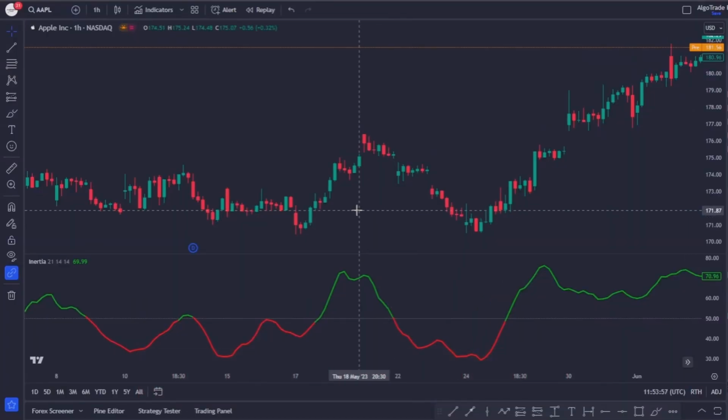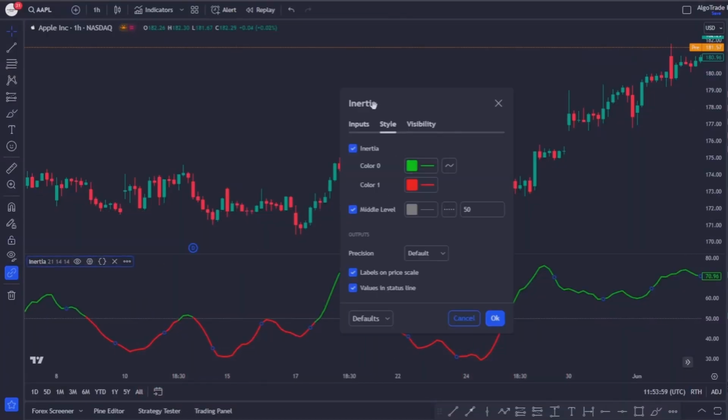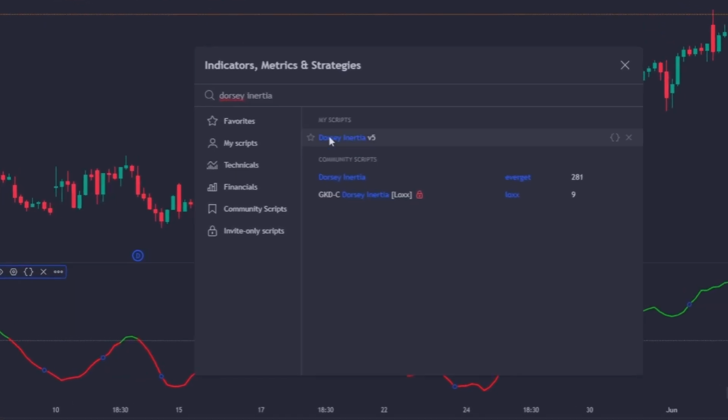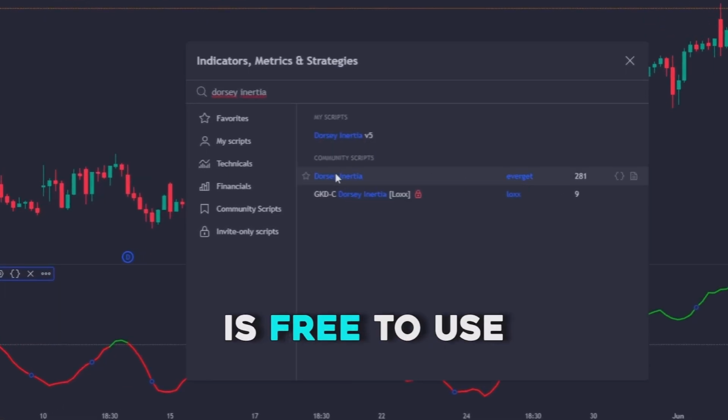So, before the backtests, I will quickly present you the Dorsey Inertia, which all of you can use by clicking on the Indicators tab and searching for it. This indicator is free to use.